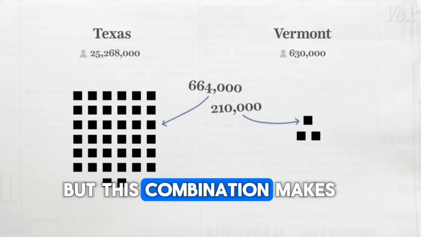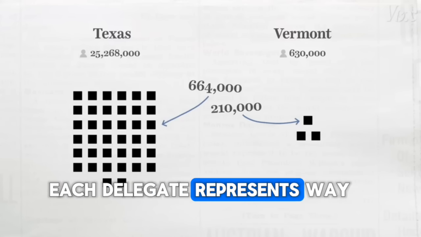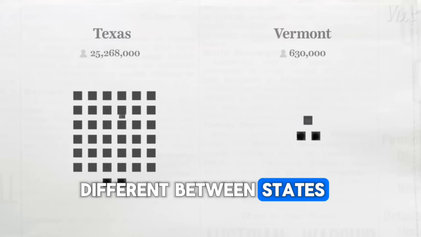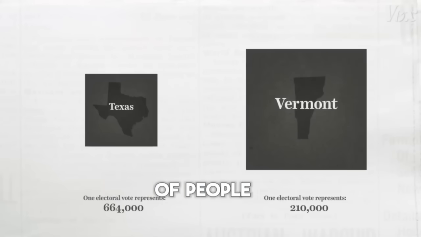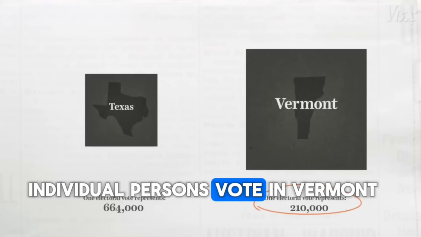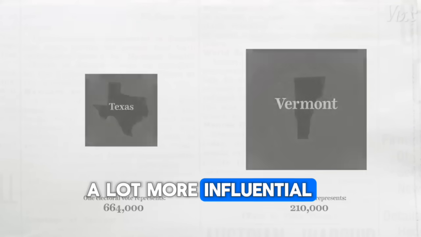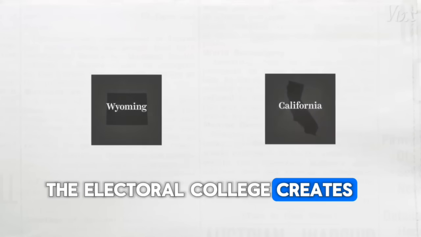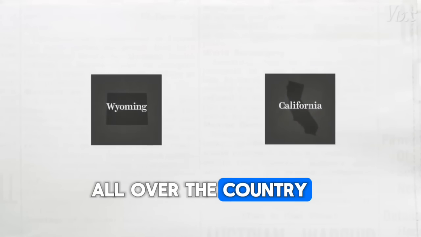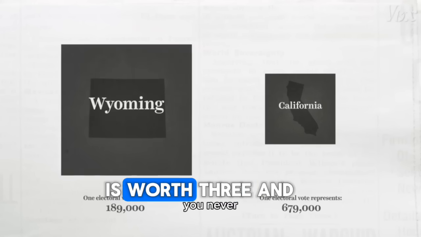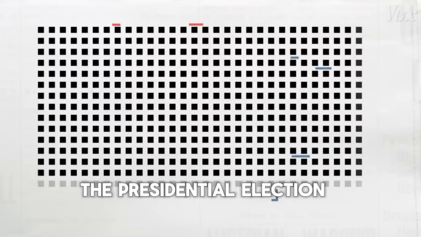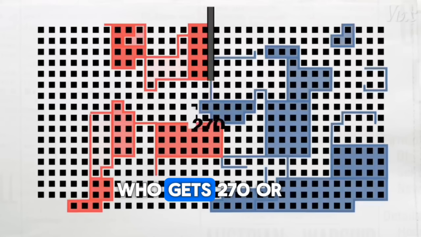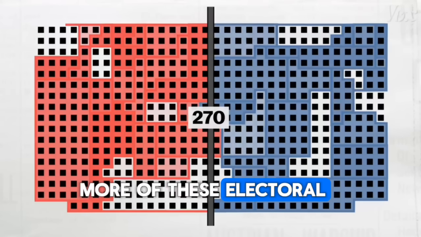But this combination makes the number of people each delegate represents way different between states. In Texas, 1 electoral delegate represents 3 times the amount of people as 1 in Vermont. And that makes each individual person's vote in Vermont a lot more influential. The Electoral College creates discrepancies like this all over the country. A voter in Wyoming is worth 3.5 times as much as a voter in California. And the winner of the presidential election is the candidate who gets 270 or more of these Electoral College votes.